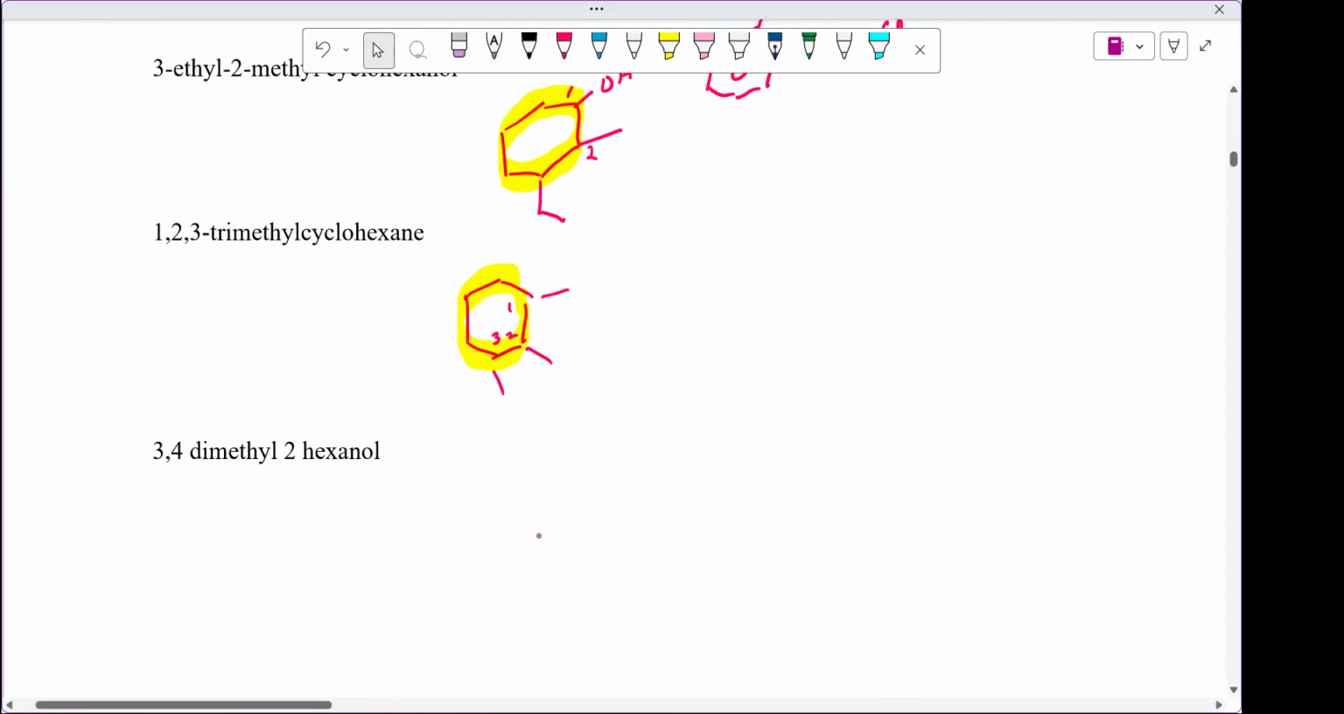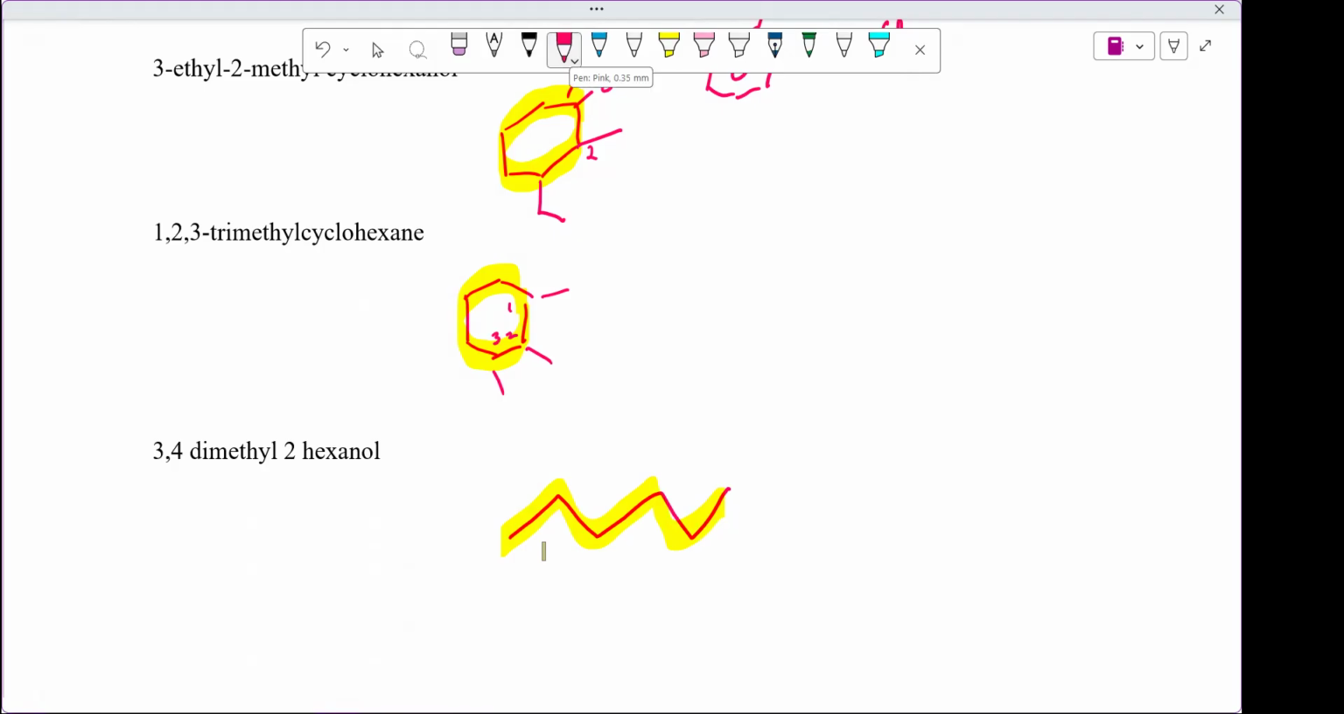Okay, hexanol. And we have carbon number 2 is where the alcohol is. And on 3 and 4, we have methyl branches.